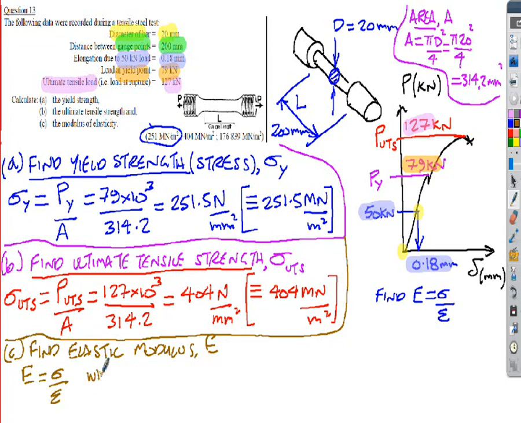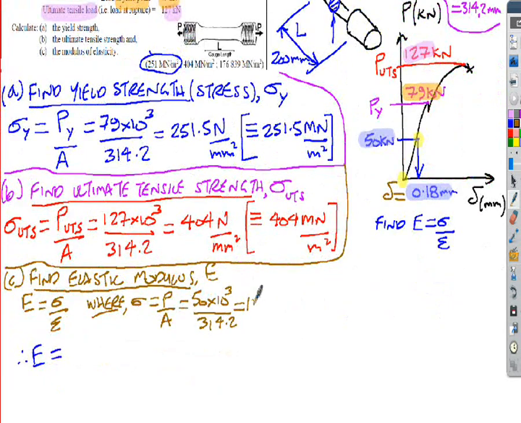So in this case the stress is equal to, I'm going to use this P upon A formula, using the force of 50 kilonewtons, so 50 times 10 to the 3. And I'm going to divide it by the area, which will be the same as in the other question, so 314.2. So that will give me my stress, 159 newtons per millimetre squared.